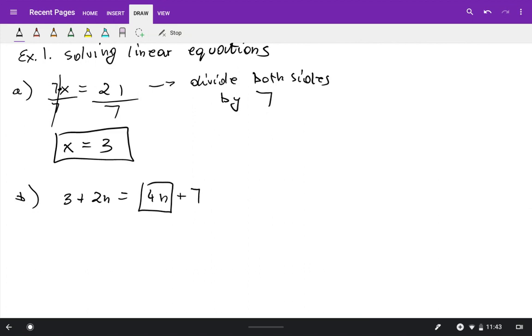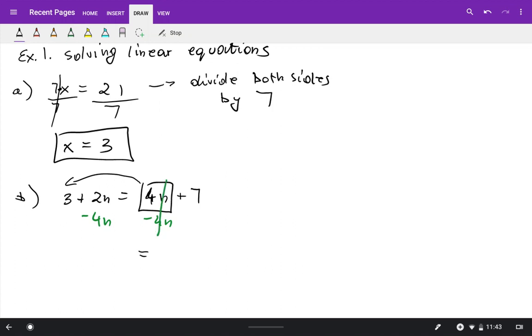So I need to move 4n to the left side. Since you have positive 4n, we need to subtract 4n. When you're switching the expression to the other side of the equation, you always use the opposite, okay? And you're always doing that to both sides. So 4n minus 4n will give you 0.